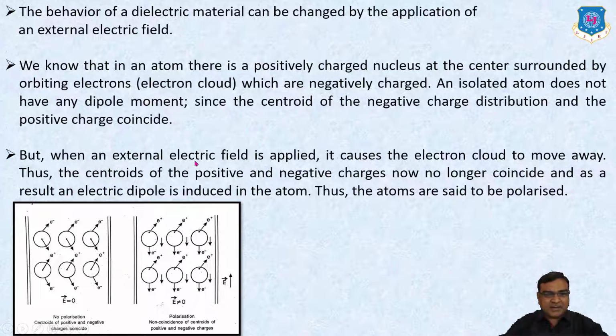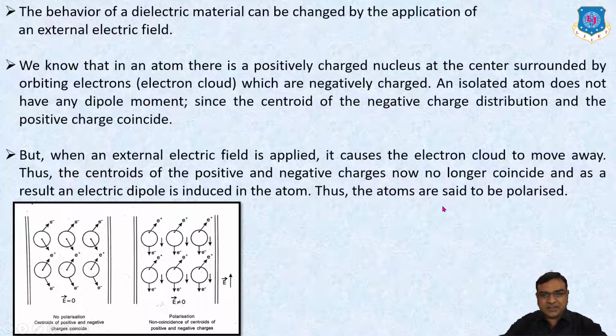But when the external electric field is applied, it causes the electron cloud to move away. Thus, the centroids of the positive and negative charge no longer coincide, and as a result, an electric dipole is induced in the atom.